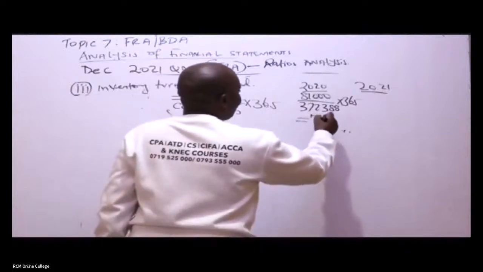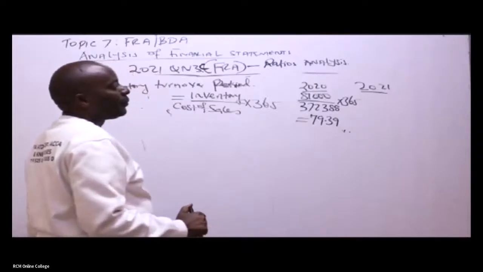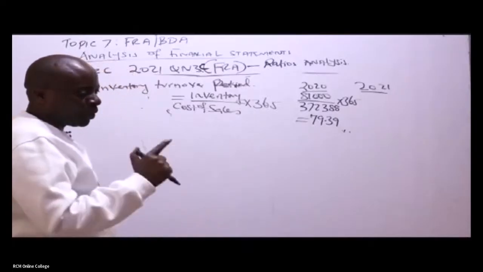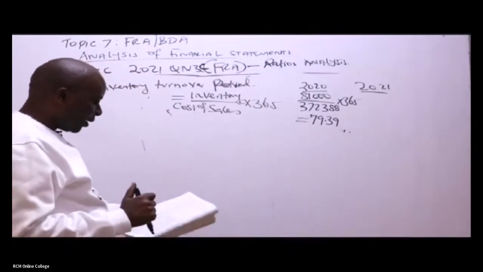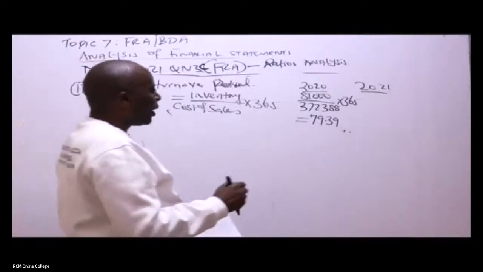79.39 days. Thank you. Go and do the same for 2021. Look for the inventory. Inventory 2021 is 81,400.